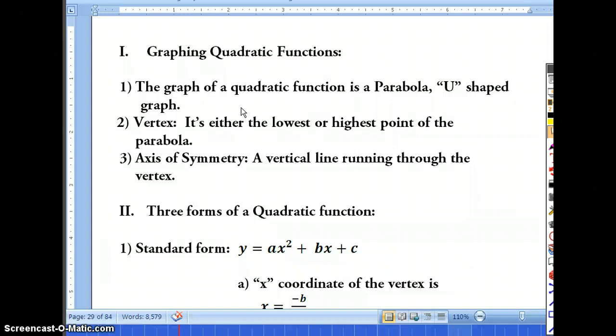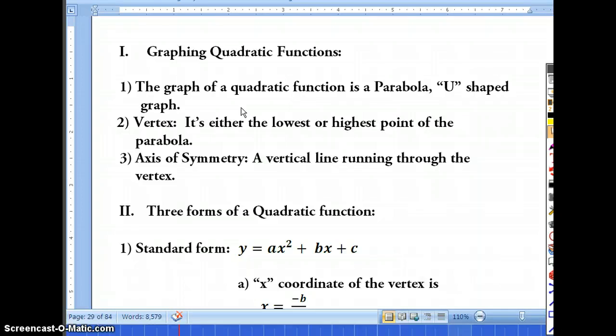It's a U-shaped graph. We've done vertical line tests in Chapter 2 to determine if a relation is a function. And so you've seen parabolas in the past. The vertex for a parabola is very similar conceptually to the vertex in an absolute value function. It's either going to be the lowest point of the parabola if the U is pointing up, or it's going to be the highest point in the parabola if the U is pointing down. And of course, just like our absolute value functions, we do have an axis of symmetry.